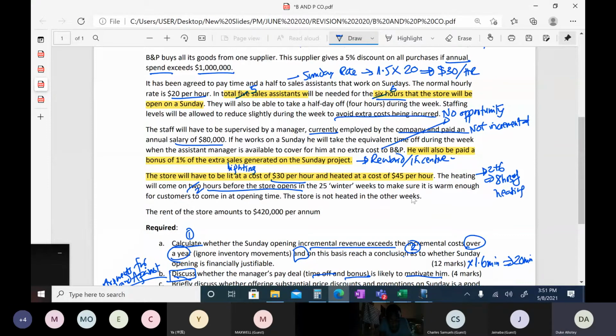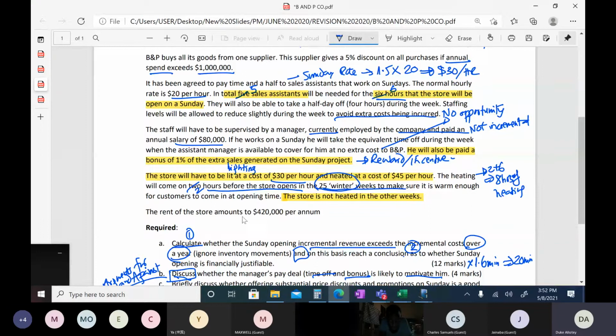Okay, but then it says in the 25 winter weeks. So if the shop is open the whole year, it will not be heated for the whole 50 weeks, but then 25 weeks to make sure it is warm enough for customers to come in at the opening time. But then the shop is not, this is clear, heated in the other weeks. So it is only heated for 25 winter weeks.